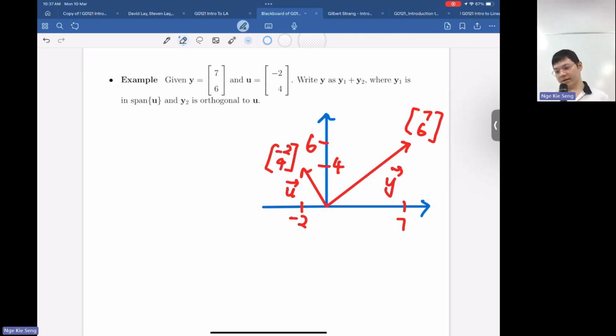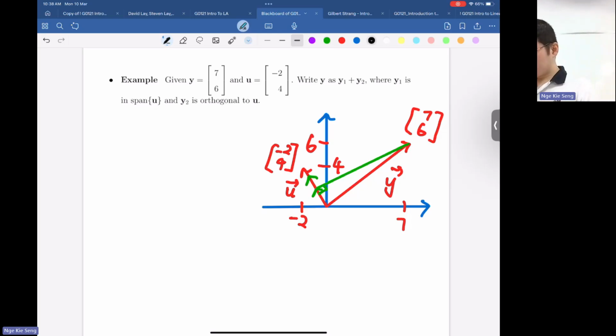Now we're going to write y as a sum of two vectors, where y1 is in the span of u. Meaning y1 should be on the same line as u here. And then y2 is orthogonal to u. So you should imagine a picture like this. Orthogonal way, somewhere around, going this way. So you're going to decide what's the scalar you need to take on y here.